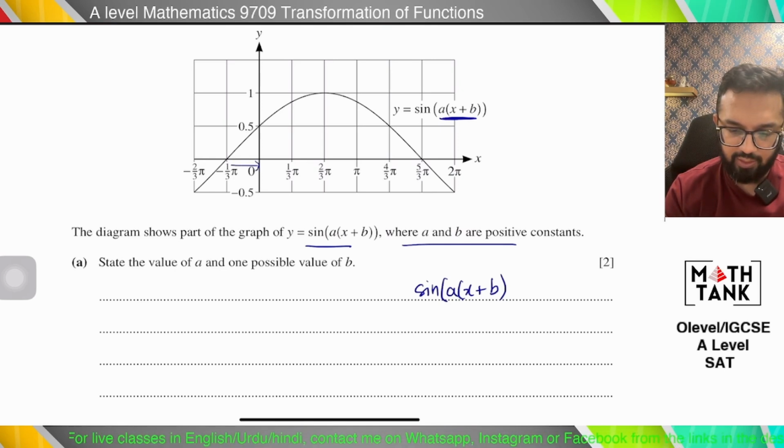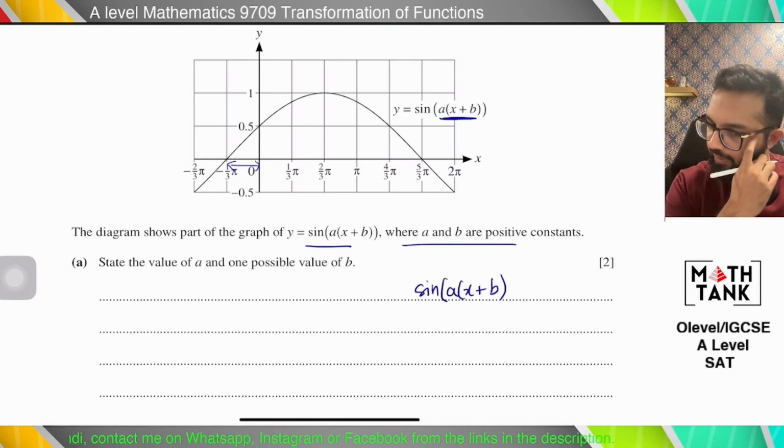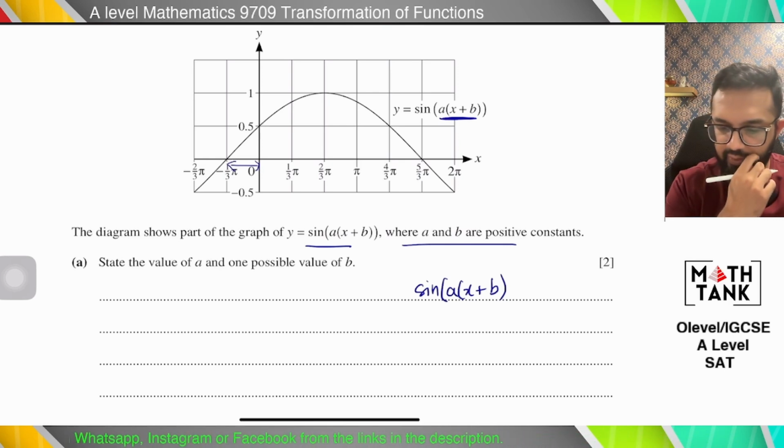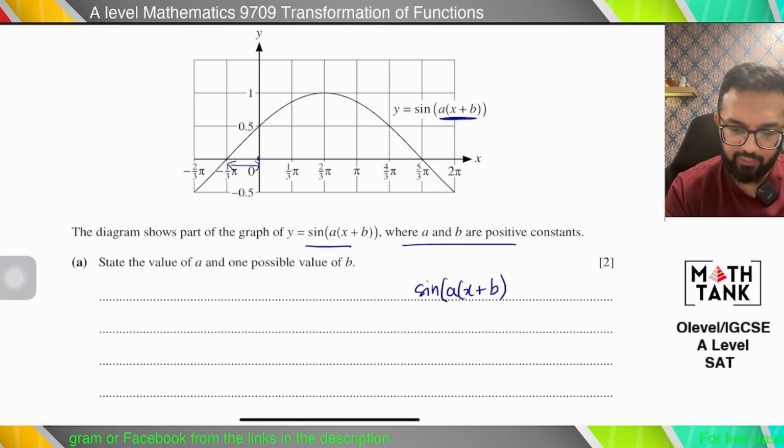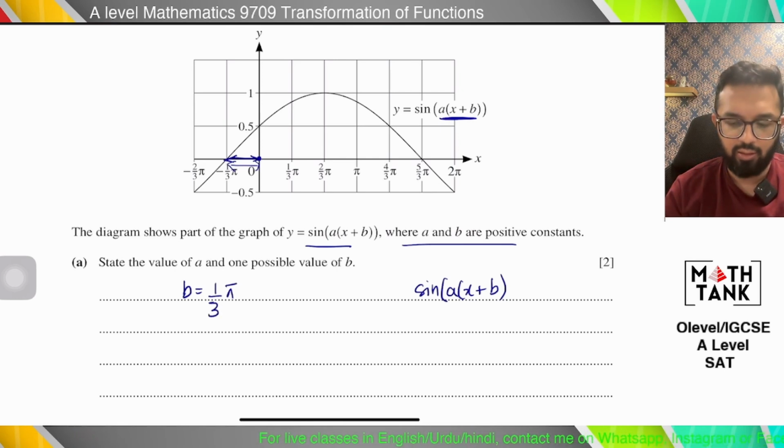Okay, so what I think is that the stretching wouldn't have impacted this. It's the stretch first and then the translation, so the stretching wouldn't have impacted this. It's moved back 1 over 3 pi. So I can say that b has to be 1 over 3 pi.